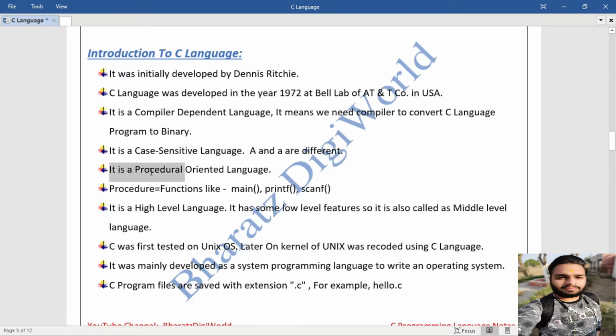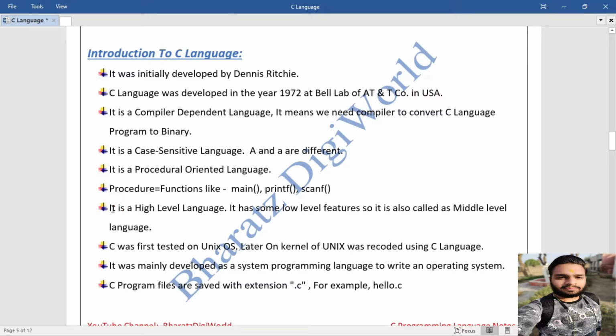C language is a procedure oriented language. That means whole C program depends on the procedures, and procedures is meant to be a function. If I say procedure, I mean to say functions. We have many functions like main function, printf function, scanf function, and there are many more functions in C language. We will learn in detail about them.